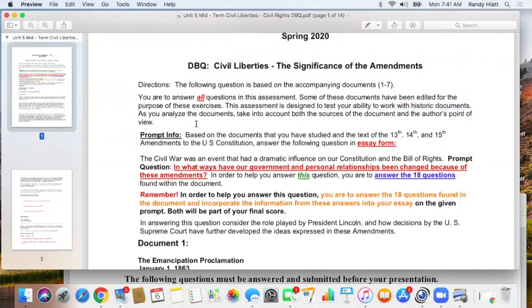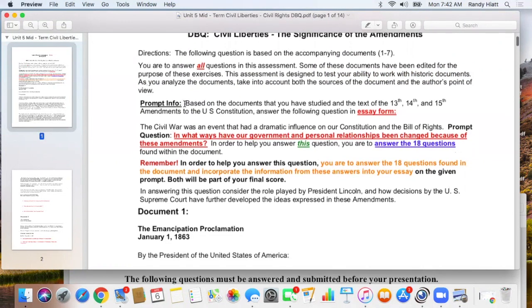Now, with that, some of the documents are incomplete. You are going to have to do some research to answer some of the questions inside the document. But what I want to prompt you for is that the answers in the document are only part of the final. So really, there's going to be 3 parts to the final, 2 parts in part 1. So prompt info. Based on the documents that you have studied and the text of the 13th, 14th, and 15th Amendment to the Constitution, which you'll have to go look at, answer the following in essay form. So you're going to have to write an essay.